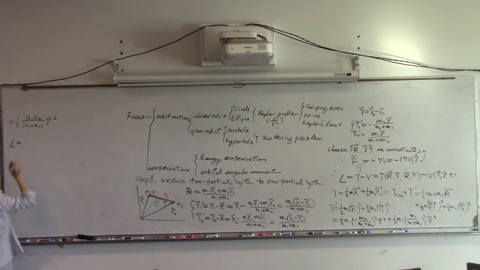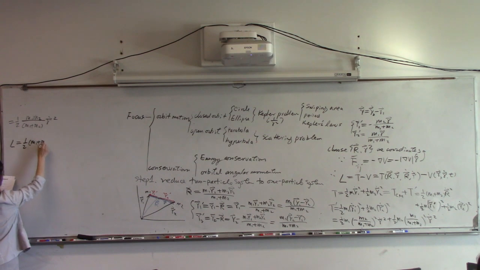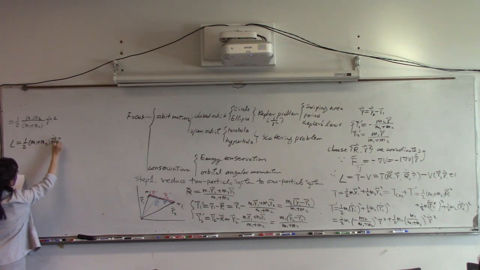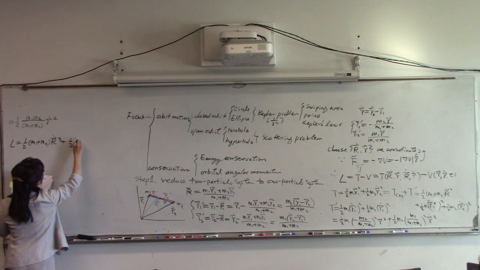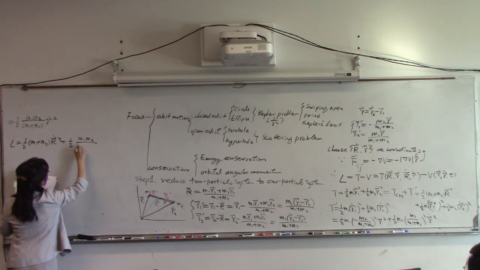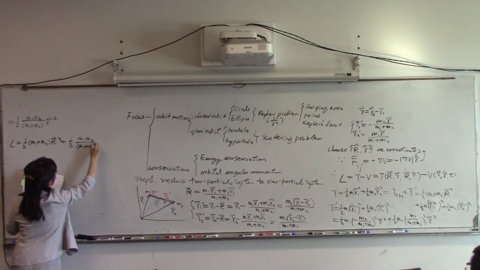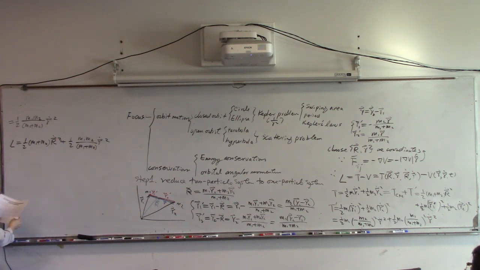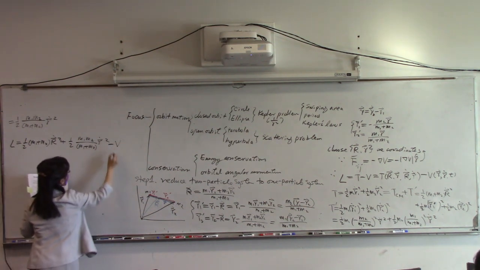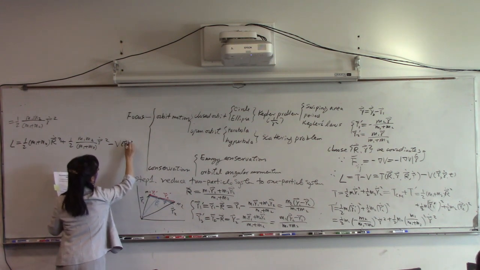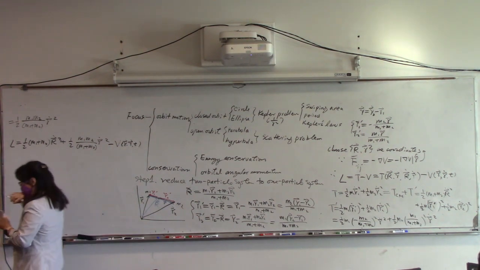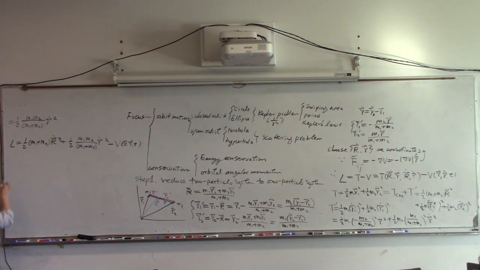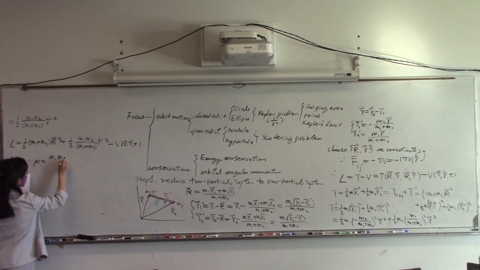So now finally, this Lagrangian is half of (M1 plus M2) R dot squared plus half of M1 M2 over (M1 plus M2) r dot squared, minus V. Sorry. So now we introduce what we call the reduced mass mu, which is this term.